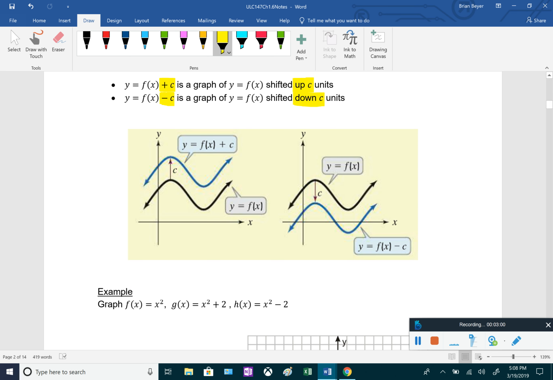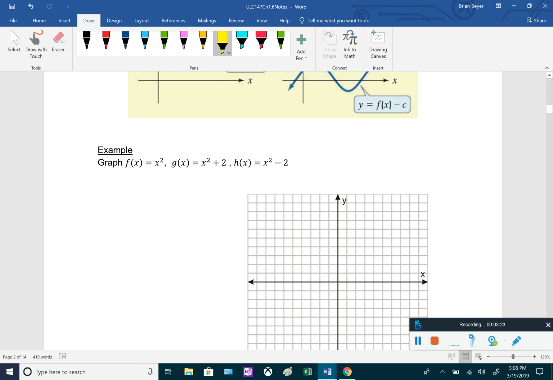So you can see in this little graph kind of how this works. The one on the left, we have f of x right here. If we add c to it, it pushes it up c units, so every single point gets moved up. And then on this one on the right, we have y equals f of x. If we subtract c, then we're just moving it down c units. So let's see an example here.